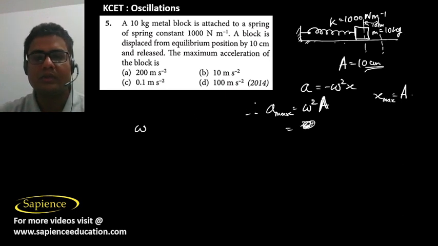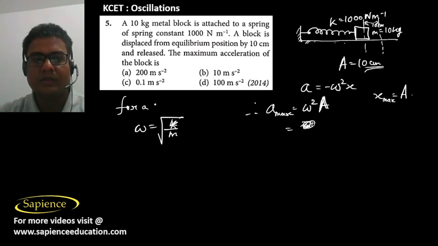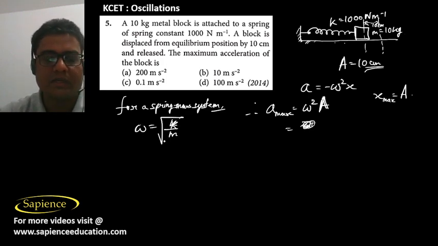So we know that omega is root over k by m for a spring mass system. The angular frequency omega of the SHM is given as root over k by m, where k is the spring constant and m is the mass of the block which is attached with the spring.